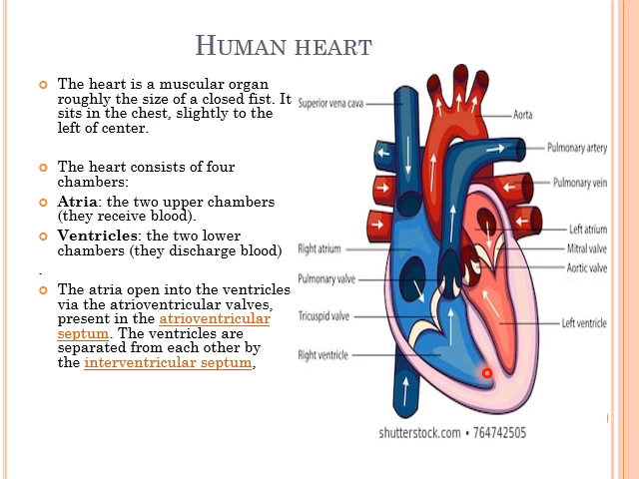The ventricles are separated by a septum, which is known as the interventricular septum. Between the left atrium and left ventricle there is a valve known as the mitral valve or bicuspid valve, and between the right atrium and right ventricle there is a valve called the tricuspid valve.